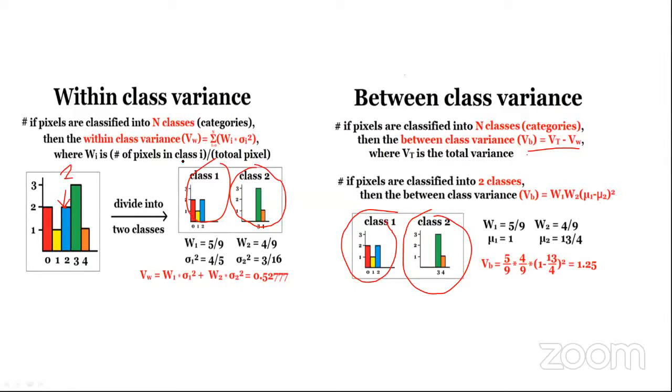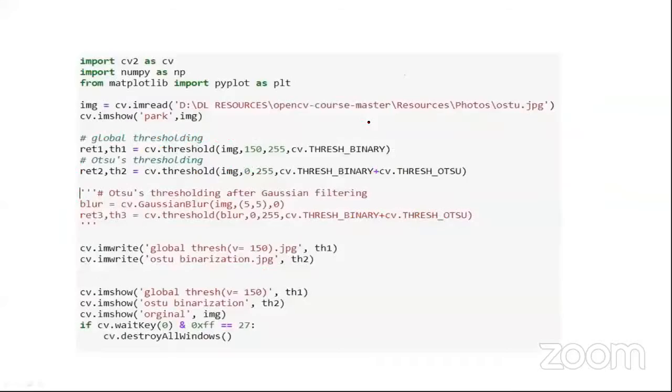If 2 is your value, then the within-class variance will be a minimum and the between-class variance will be a maximum. We will take a different value, 3, and calculate the within-class variance and between-class variance. Whichever gives the minimum within-class variance will be our threshold. So this is how it works.